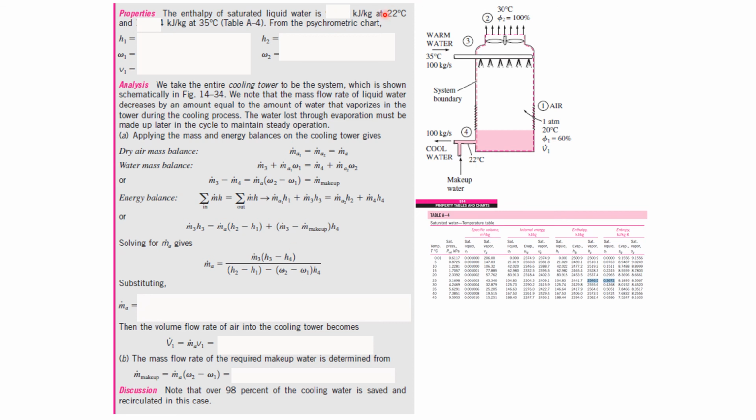This is your H4 at 22 degrees C, and 35 degrees C is your H3. H1 and H2 are from here. Substitute and get your m dot a. The volume flow rate can be found using this formula, and then your makeup water is given by this formula. Try this question on your own and see that you are able to do it.